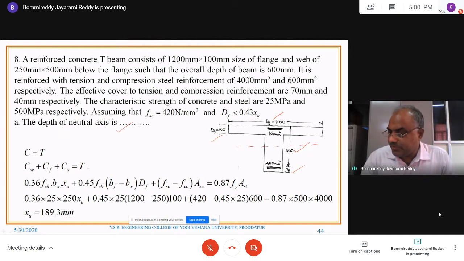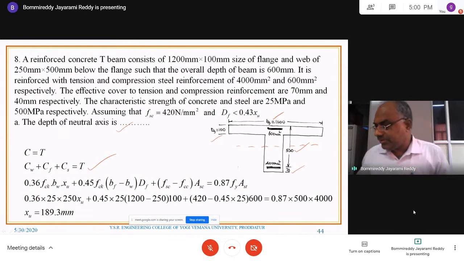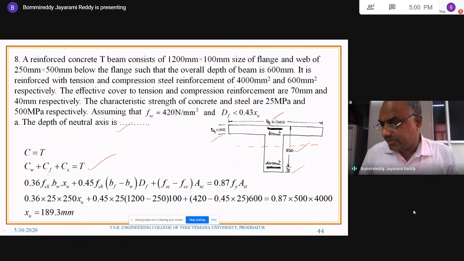So what are the various forces? Compressive resistance of web, compressive resistance of the flange, compressive resistance of the steel, because compression steel is also included, equal to T. So already I told you in theory what is CW, what is CF, what is CC. Write all the values, equal to 0.87 FY AST. Substitute the values, you will get XU equal to 189.3 mm.